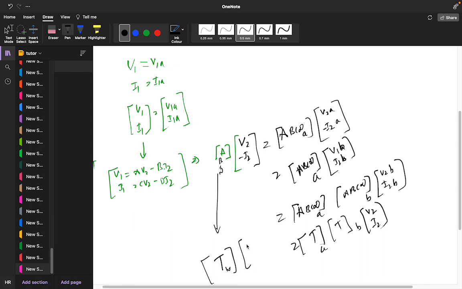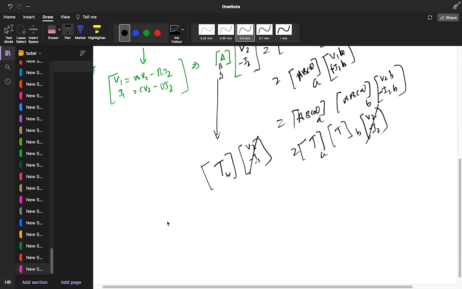Okay, and this is V2 minus I2. This sign will be minus only, because if you solve this in the form of T parameter, you will get a minus sign. And if this is minus I2, it will be minus I2 only. So these and these are getting cancelled out. So what are you getting? You are getting the result T equals TA multiplied with TB. So this is the general result.